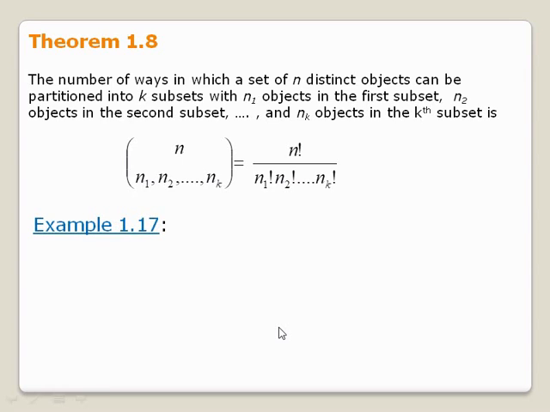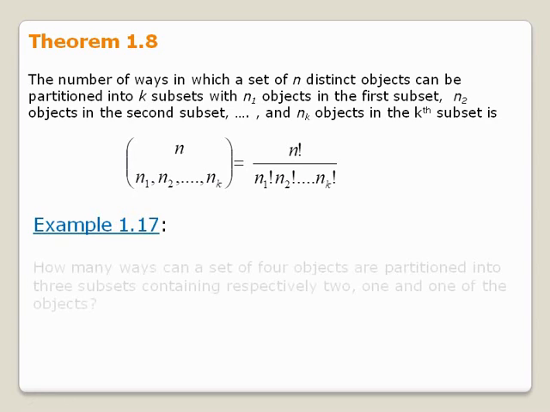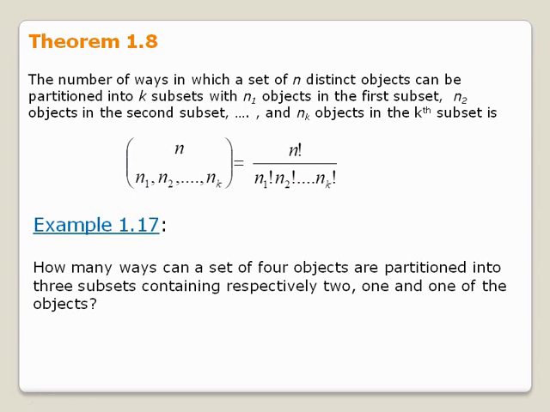Example 1.17. How many ways can a set of 4 objects be partitioned into 3 subsets containing respectively 2, 1 and 1 of the objects? So the answer will be 4 factorial divided by 2 factorial times 1 factorial times 1 factorial, where the answer is 12.